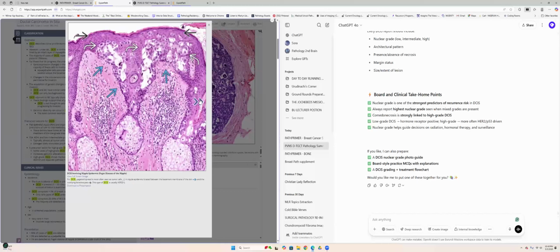So we see in the nipple, the epidermis located between the basement membrane of the skin and the overlying keratinocytes. So yes, we see this pagetoid spread.